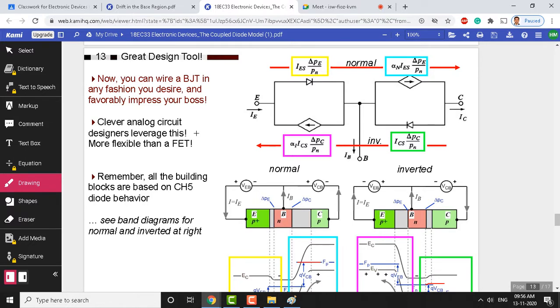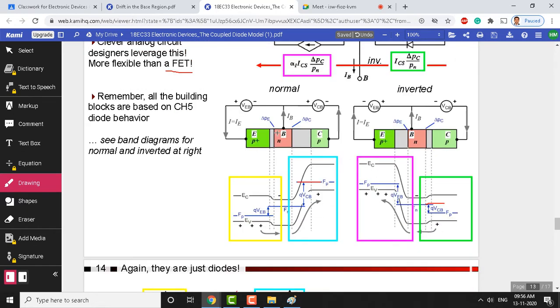And clever analog designers leverage this feature. Many times we have seen people who quickly analyze BJT circuits by just remembering this model and plugging that into the BJT to analyze other circuit components in analog circuits. And this is more flexible than the field effect transistor. For the field effect transistor, we do not have a model with this much flexibility. Compared to the field effect transistor, this model is much better for BJT analysis.